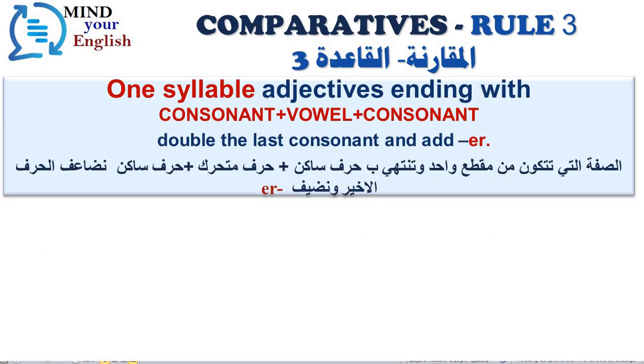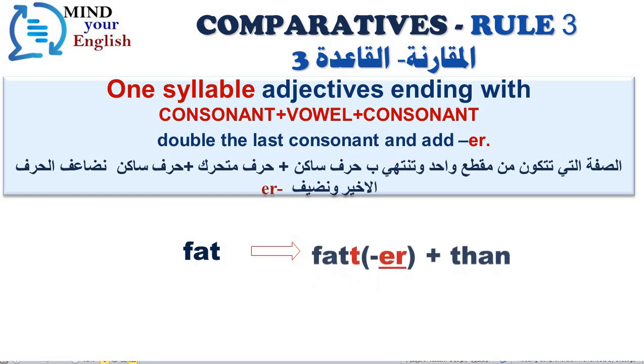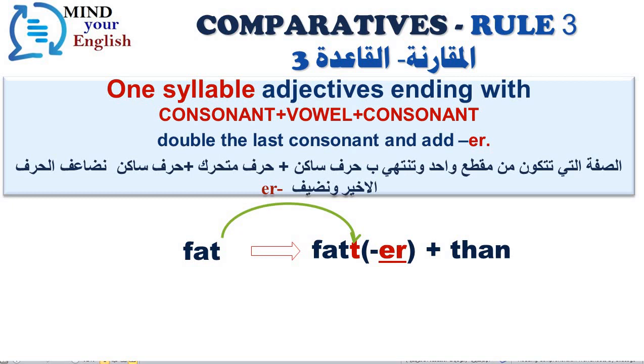Comparatives, Rule 3. One-syllable adjectives ending with consonant plus vowel plus consonant. Double the last consonant and add er. The adjective fat. Double the letter T and add er plus than. Example: Muhammad is fatter than Ahmed.